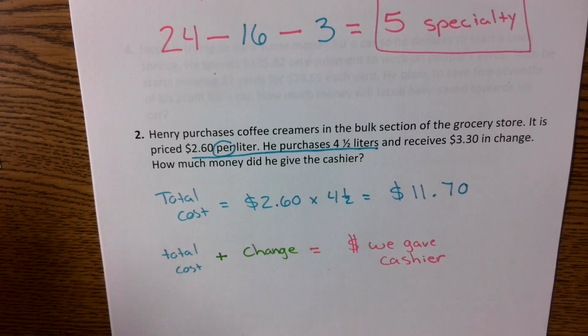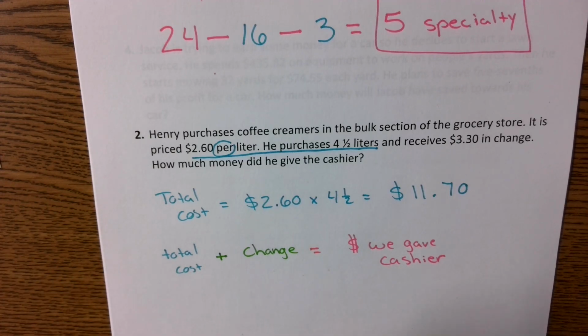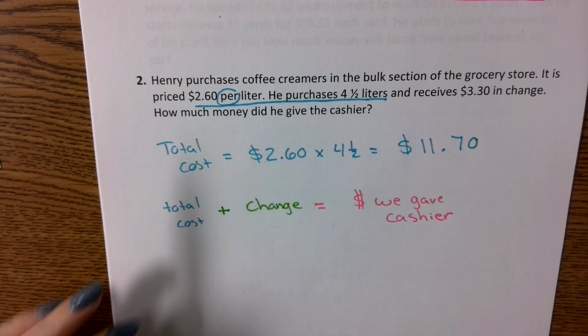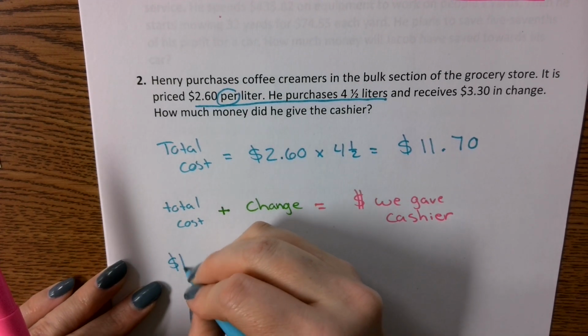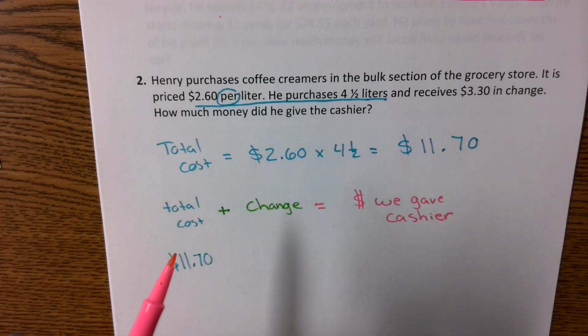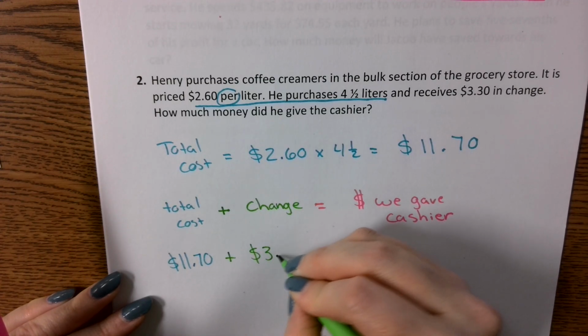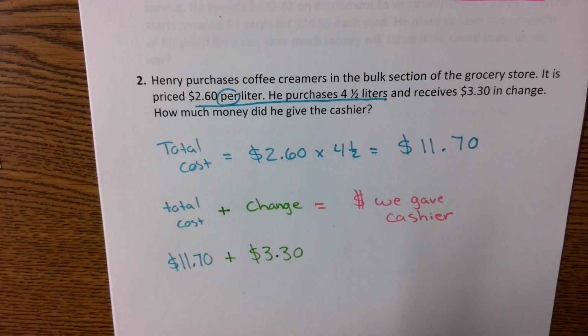They're doing the opposite. But if we're trying to figure out, hey, I know how much money it costs, I know how much money I got back, I need to know how much did I give, you're going to do the opposite. You're going to add those together. So we're going to take $11.70 and we're going to add the $3.30. How much money did we give to the cashier?